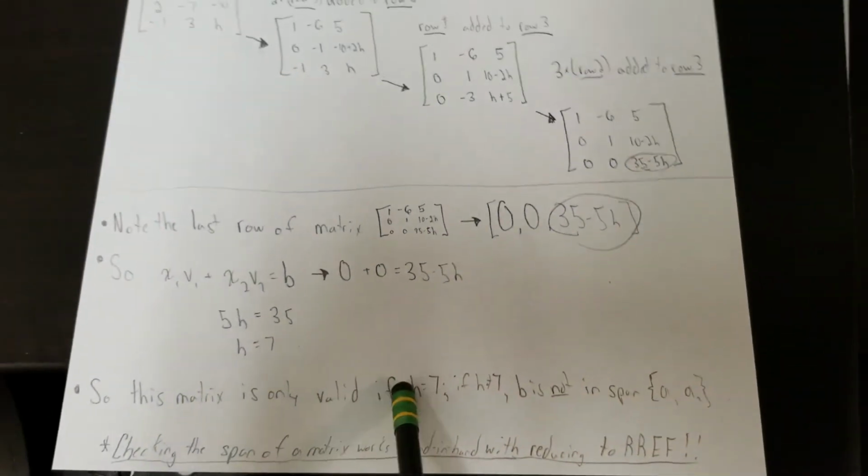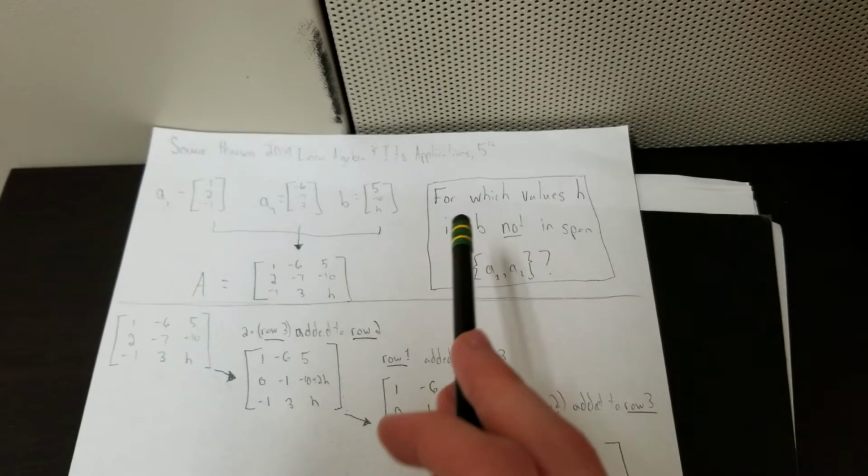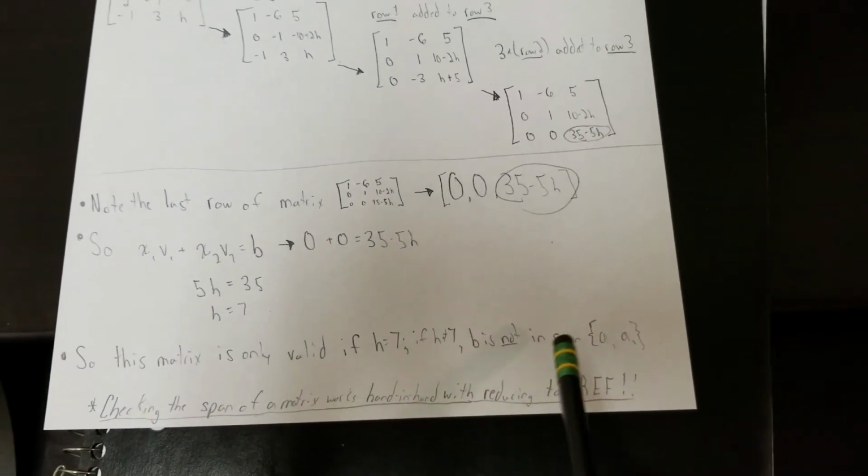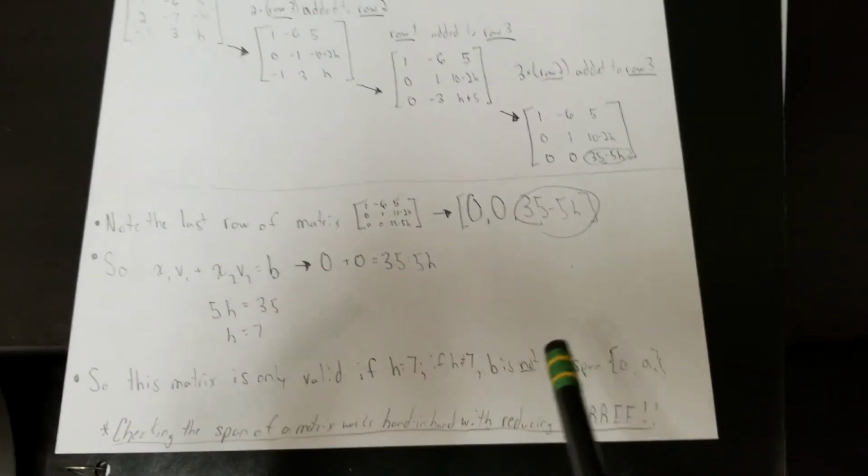So if it is equal to 7, again, it will be consistent, it will be in the span, and if it is not equal to 7, then b is not in span a1, a2. So yeah, that's pretty much it.